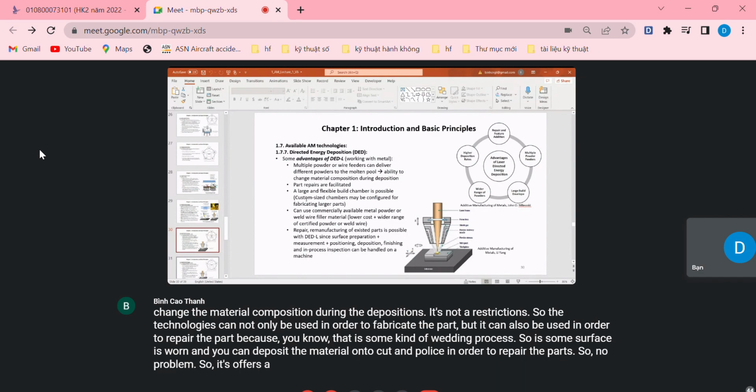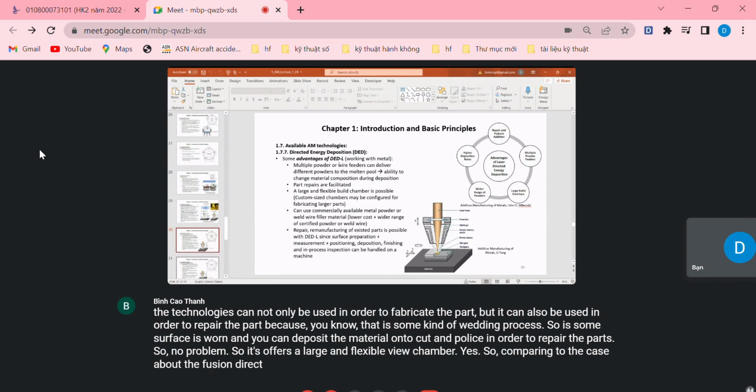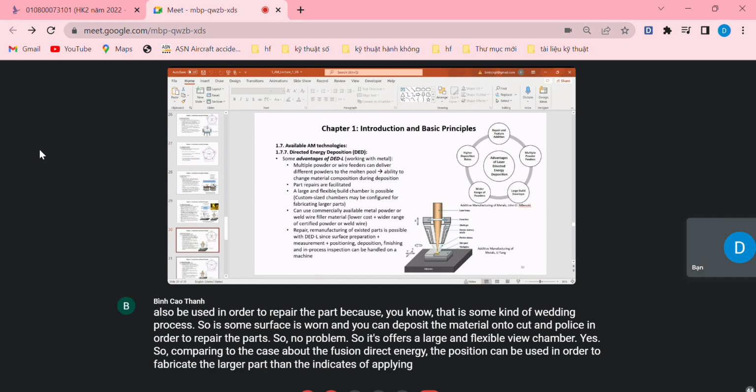It offers a large and flexible build chamber. Compared to particle fusion, direct energy deposition can be used to fabricate larger parts than when applying particle fusion.